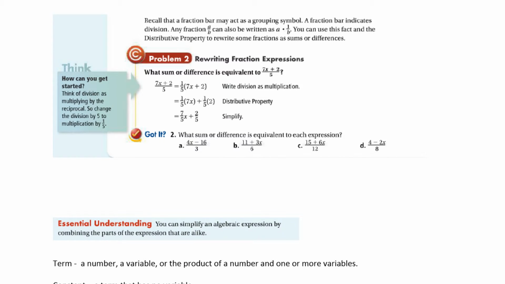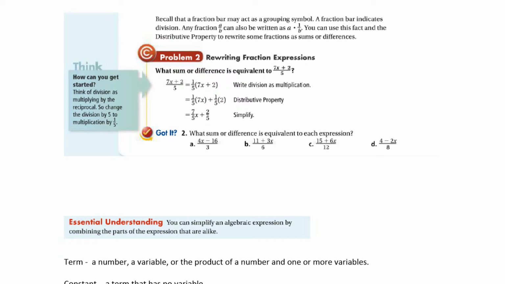You should remember that a fraction bar can act as a grouping symbol. It indicates division. Any fraction, a over b, can also be written as a times 1 over b. You can use this fact and the distributive property to rewrite some fractions as sums or differences.